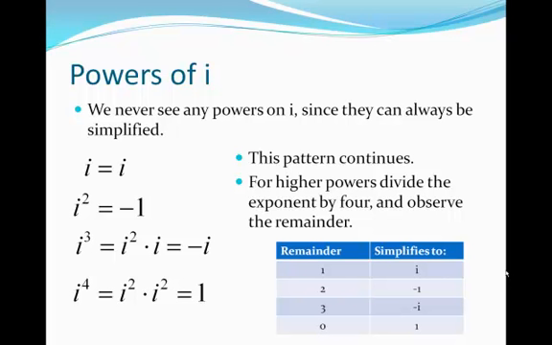So say you have i to the 21st power. Take 21 and divide it by 4. That happens to have a remainder of 1. So i to the 21st power simplifies to just i.